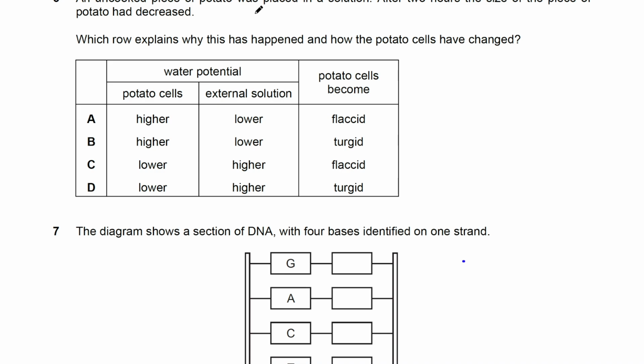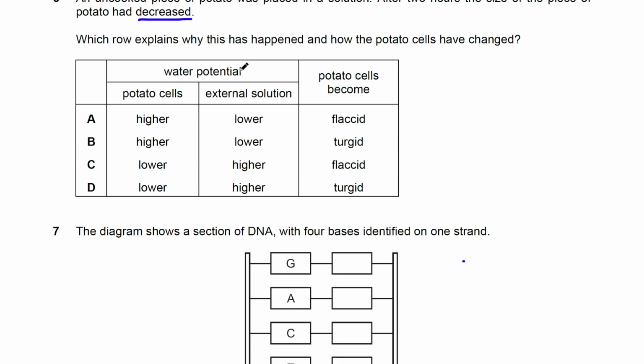An uncooked piece of potato was placed in a solution. After 2 hours, the size of the piece of potato had decreased. This is a very important point. Which row explains why this has happened and how the potato cells have changed? Now, the same idea of the previous question, water potential, placed in a hypertonic solution. Once they mentioned that the size of this potato decreased.